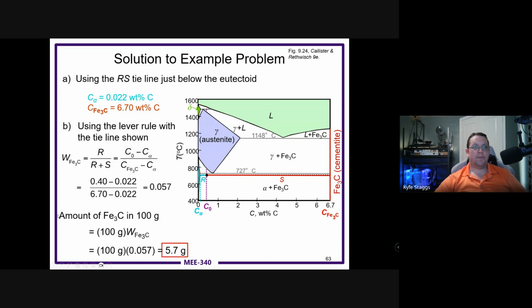So the amount of iron carbide in 100 grams is determined by taking that weight fraction, right? And we can easily find the alpha fraction by taking 1 minus this, and it's going to be the remainder. So the majority of it is going to be ferrite. A very small percentage of it is going to be cementite. So 100 grams times our weight fraction gives us our 5.7 grams. All right, so does this example make sense to you guys?